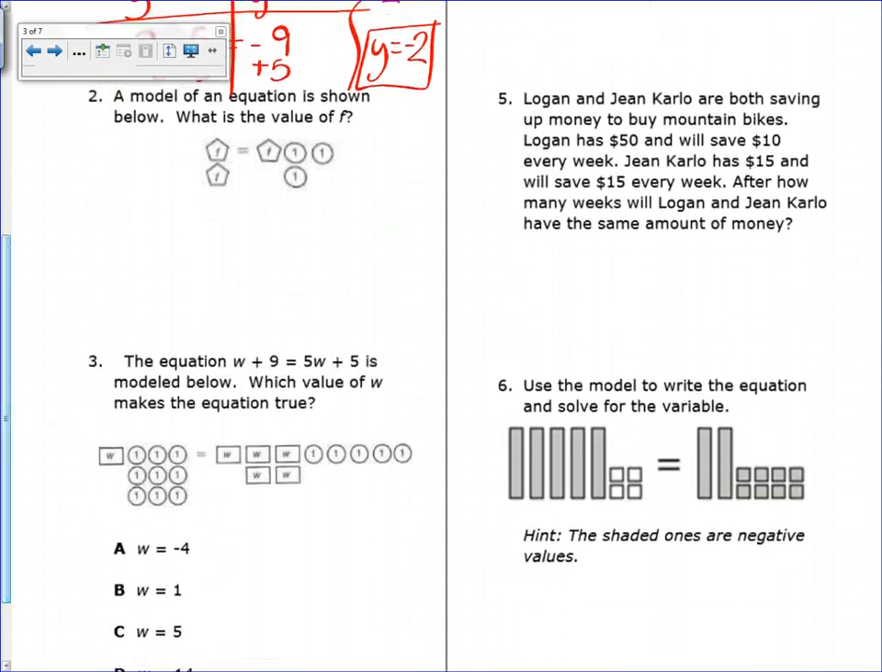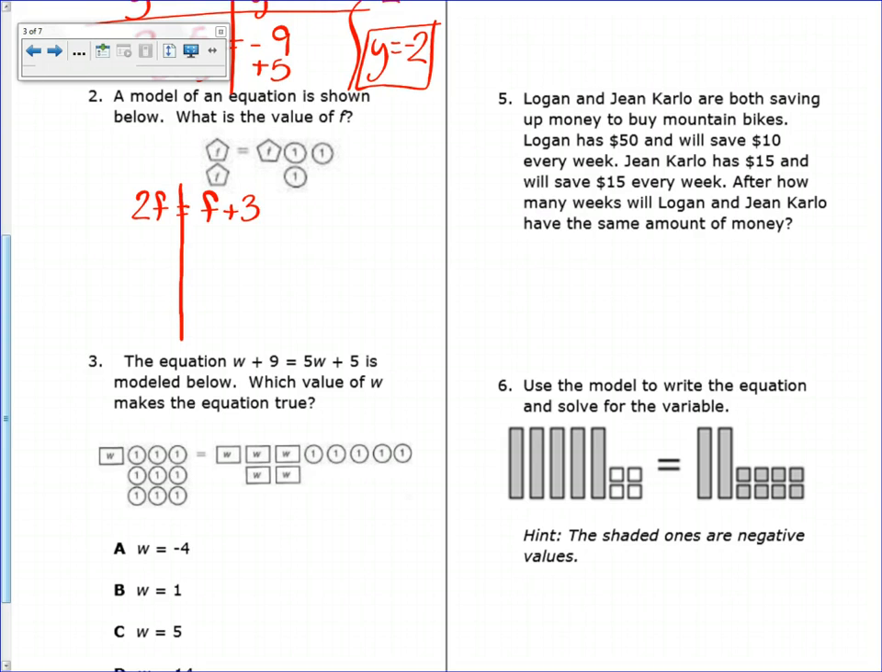Number 2. A model of an equation is shown below. What is the value of f? So just like on number 1, we are going to turn our model into an equation. I have 2f's on the left-hand side equals 1f plus 3, because those are positive counters.